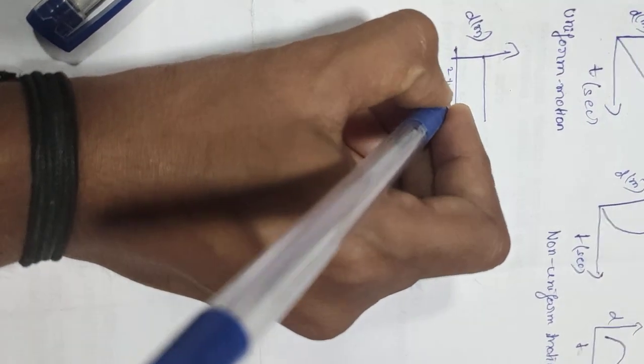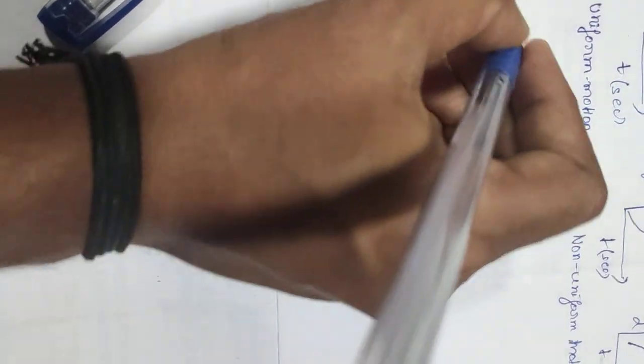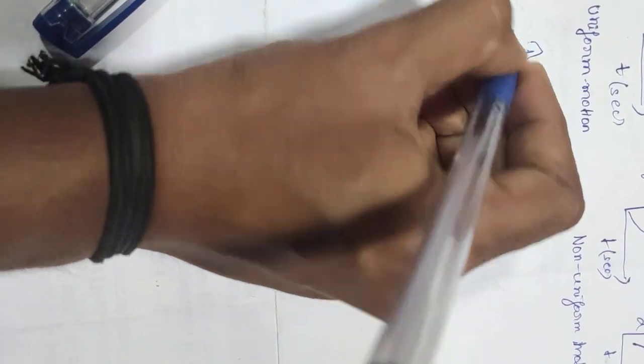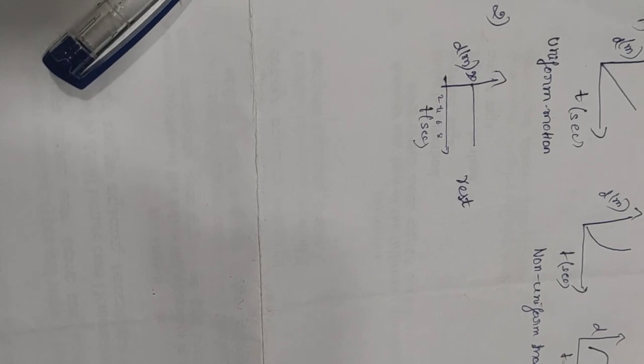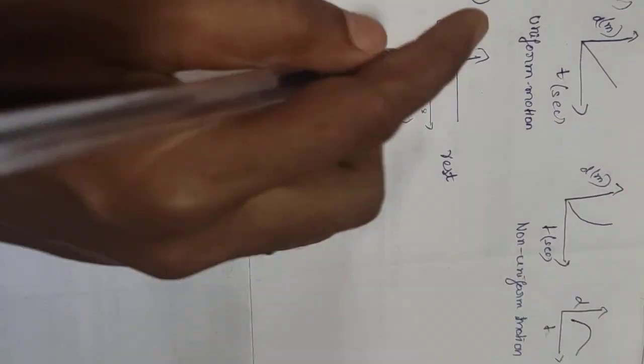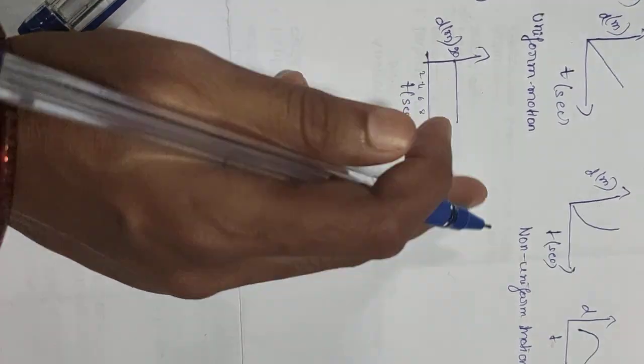When the graph is a straight line parallel to the x-axis, the object is in a rest position. The time changes, 2, 4, 6, 8, but the distance, for example 20 meters, stays the same. Time changes but the distance is the same.